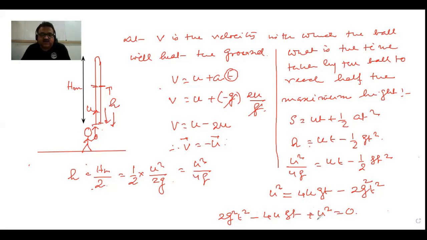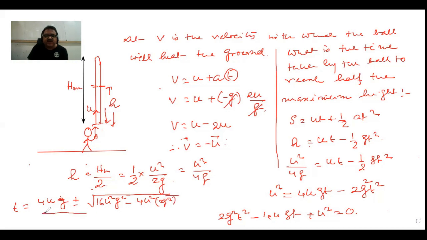What are those values? Applying the Sridharacharya rule, let us write t first and then I will break it into t1 and t2. t is equal to minus b plus minus root over b square minus 4ac by 2a. Here minus b is 4ug, b square is 16u square g square, and 4ac is 4 into u square into 2g square, all divided by 2 into 2g square.